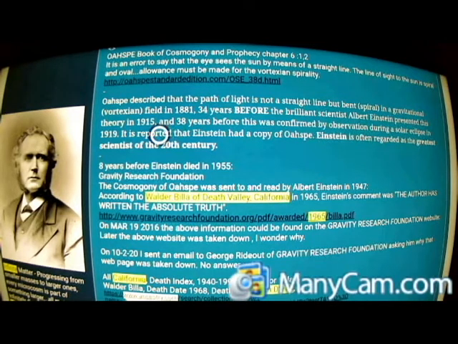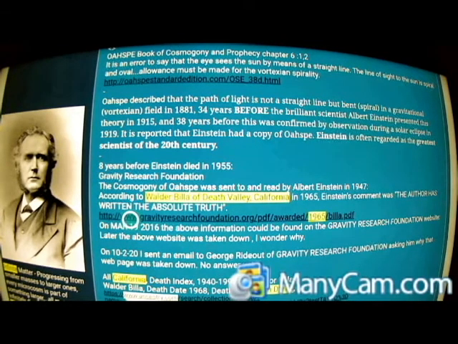Einstein is often regarded as the greatest scientist of the 20th century. Whether that's true or not, that is an opinion out there about Einstein. 8 years before Einstein died in 1955, Gravity Research Foundation: the cosmogony of Oahspe was sent to and read by Albert Einstein in 1947. According to Walter Billa, or Bia, however that's pronounced, of Death Valley, California, in 1965, Einstein's comment was, "The author has written the absolute truth."